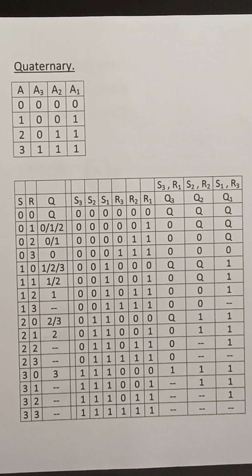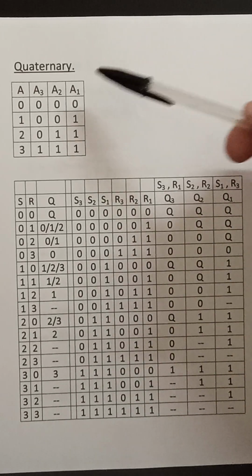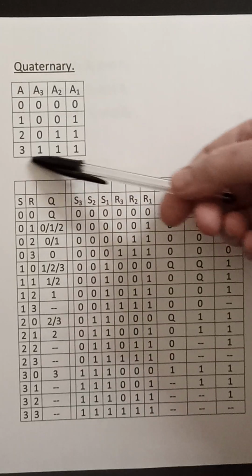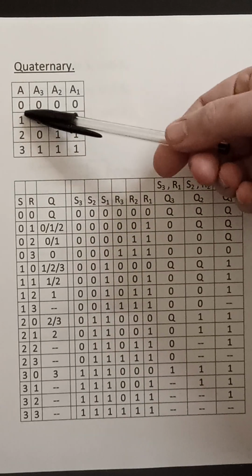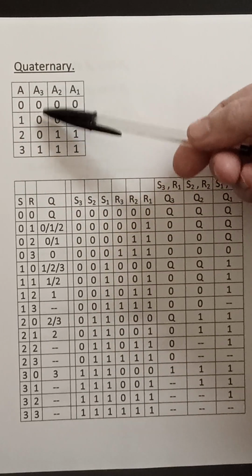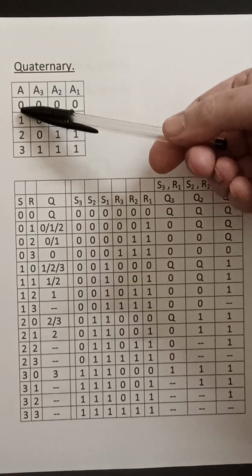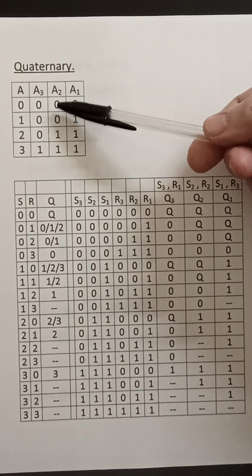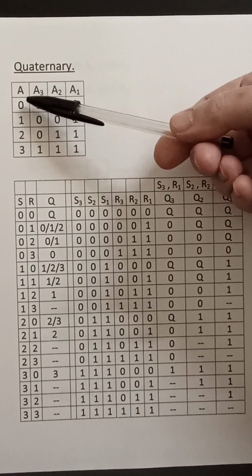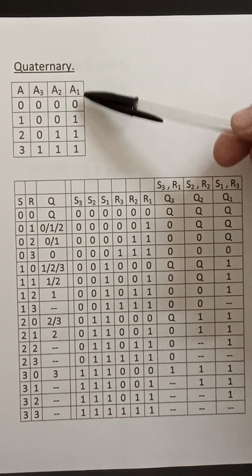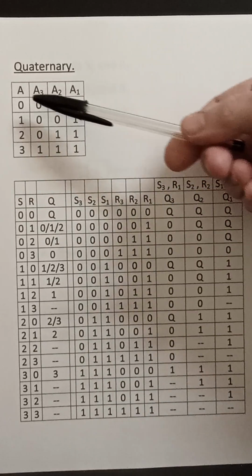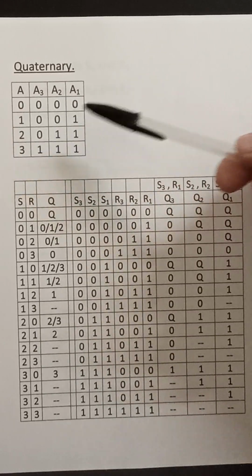Right, this is the quaternary SR flip-flop. Again, I'm using a coding for A_M. A equals 0, 1, 2, 3. A_3 equals 0, 0, 0, 1 in response to 0, 1, 2, 3. A_2 equals 0, 0, 1, 1 in response to 0, 1, 2, 3. And A_1 equals 0, 1, 1, 1 in response to 0, 1, 2, 3.